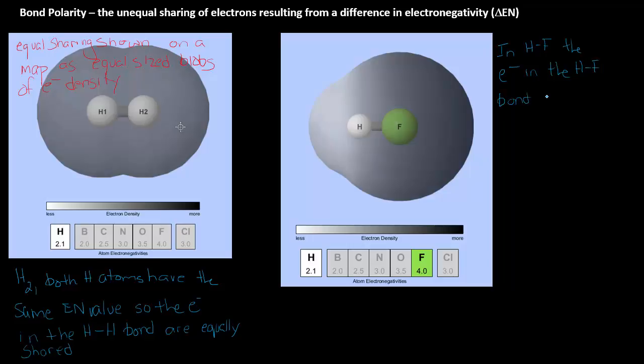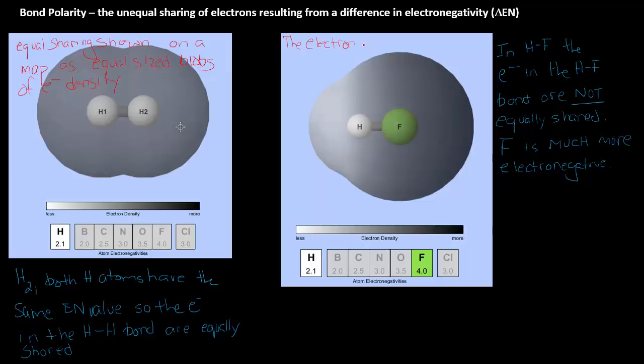This arises because, as you can see at the bottom of the picture there, fluorine has an electronegativity value of 4, while hydrogen has a value of 2.1. The electrons are drawn much more heavily towards the fluorine. Right, so the sharing is not equal between hydrogen and fluorine. We would describe this as being a polar bond because the electrons are actually found in one region of this bond much more so than the other.